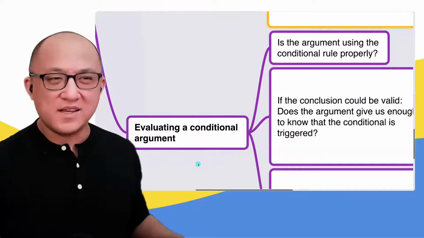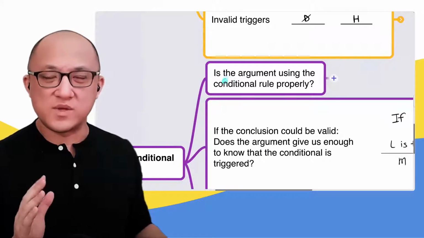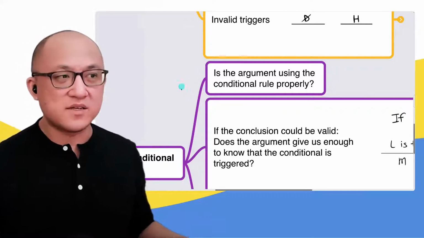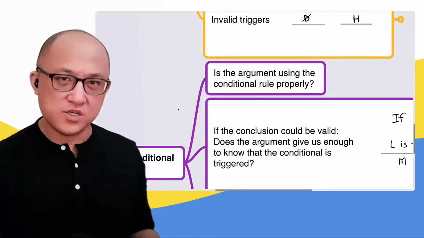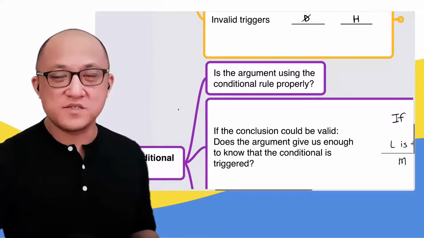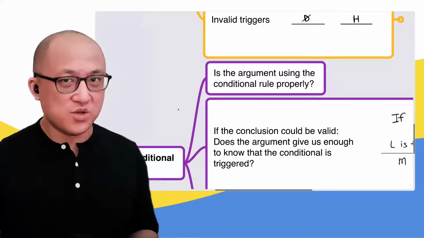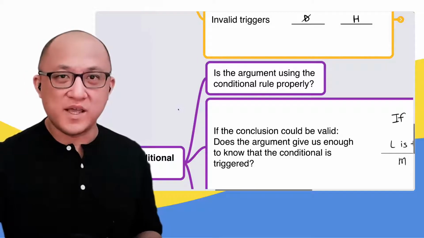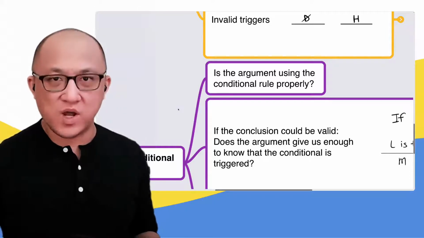And so by that, I just mean asking these questions, right? So when you see that an argument seems to be using a conditional as a premise, well, the first question that I would have in mind is the argument using the conditional properly? And I refer to the structure. Like, are they reaching a conclusion that you could actually reach based on the conditional? Are they triggering the conditional in a way that actually could trigger the conditional? Or are they reaching an invalid conclusion? Are they trying to use the conditional in an invalid way?